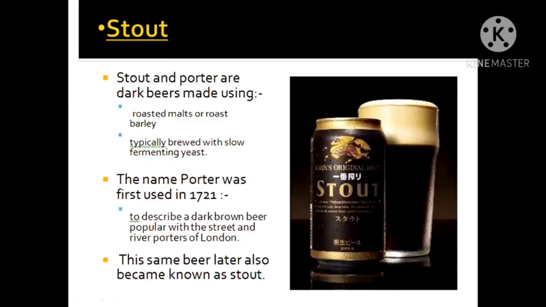Stout, and basically porter, are the darker beers made using roasted malt or roasted barley, typically brewed with slow fermenting yeast. The name porter was first used in 1721 to describe the dark beer popular with the street and river porters of London. This same beer later also became known as stout.